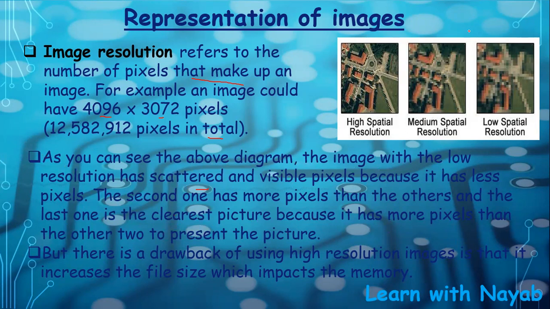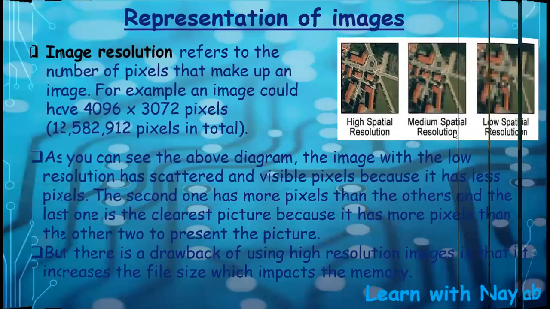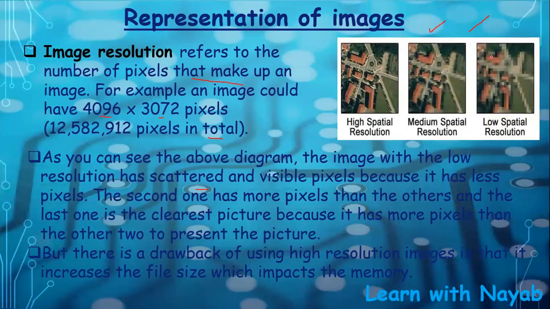In this diagram, the first picture has fewer pixels. That means the resolution won't be that good, because when the pixels are low, there'll be a low number of pixels to represent that image. In the second image, there are a little more pixels, so it is a little better than the first picture. But the third image has higher resolution because there are more pixels, the highest number of pixels, which can make an image very clear. Low spatial resolution, medium spatial resolution, and higher spatial resolution.